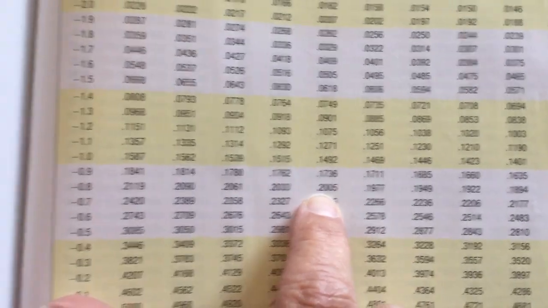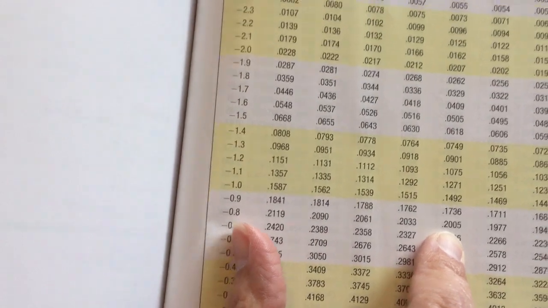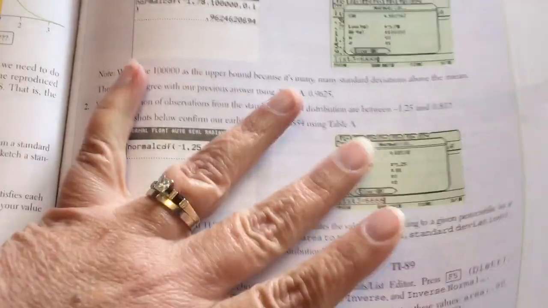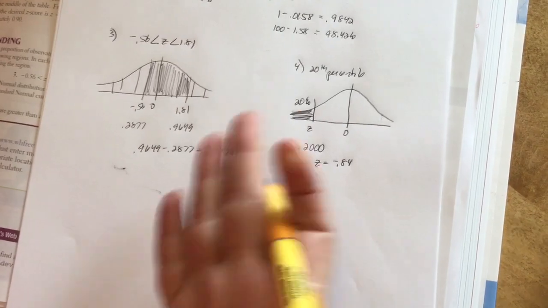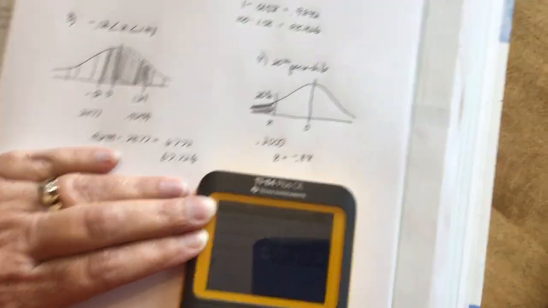Let's zoom out so we can see what z-score this associates with. So this associates with negative 0.84. So that has a z-score of negative 0.84. There's really no work to be shown. You should squiggle things. It's not exact, but it's close enough.